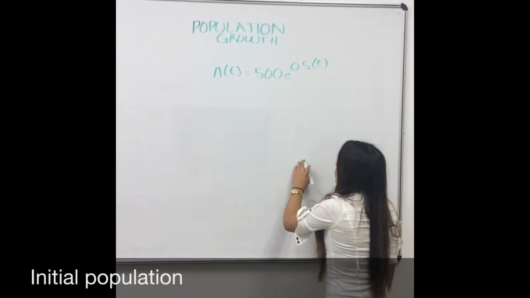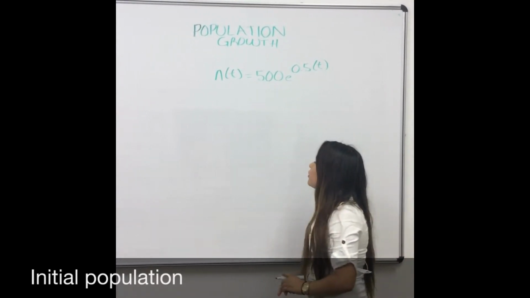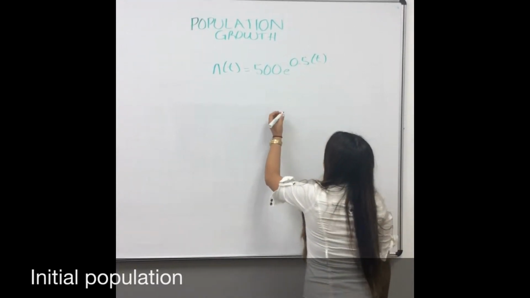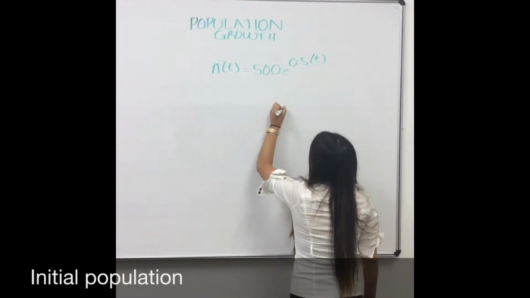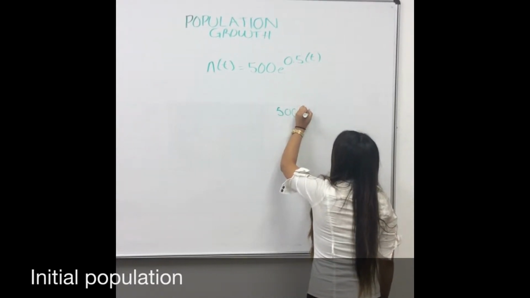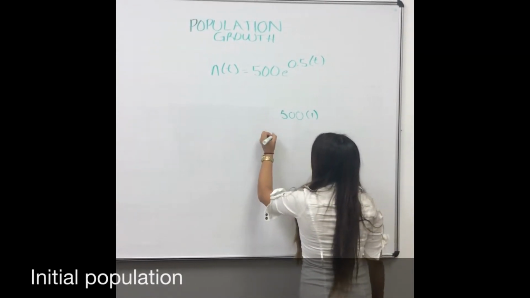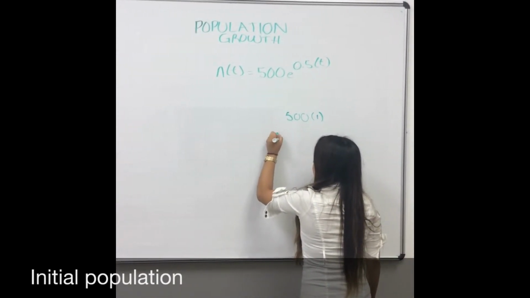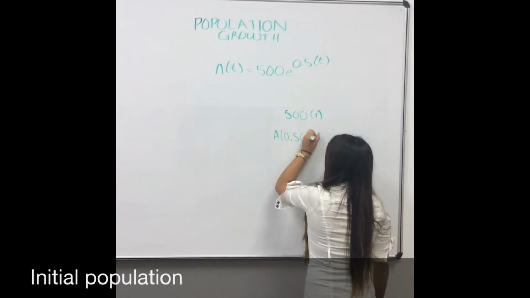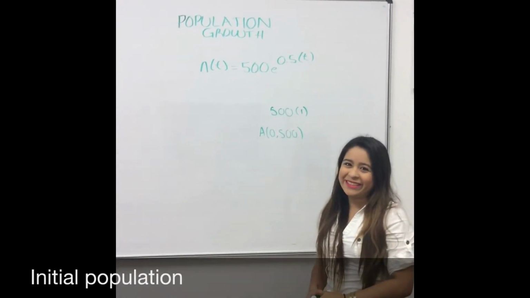We know that any exponential to the 0 will give us 1. So we have to put 500 times 1, and that will give us 500, and that will be our result.